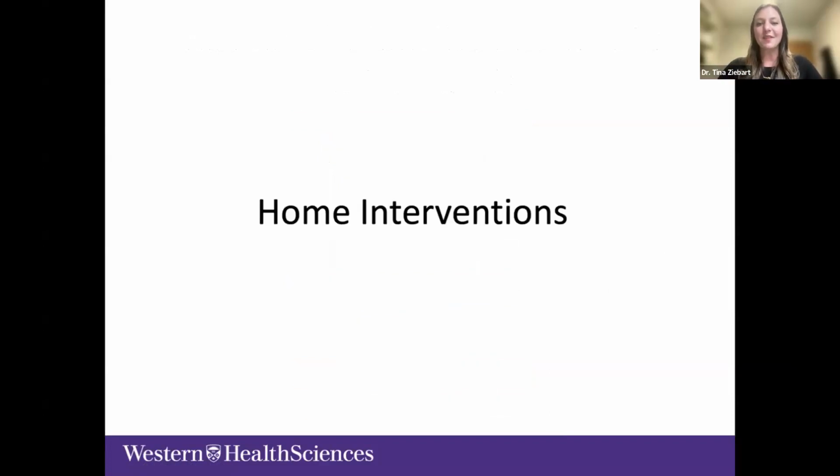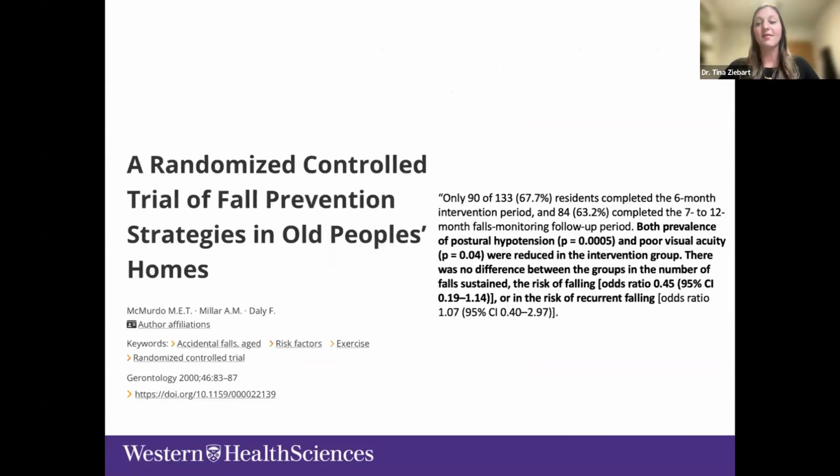So going on to some of the interventions that I wanted to highlight, home interventions are very good because we spend so much time in our homes. So even the best exercise programs in the community are probably only a couple of hours a week. And so I think these home interventions are really nice.